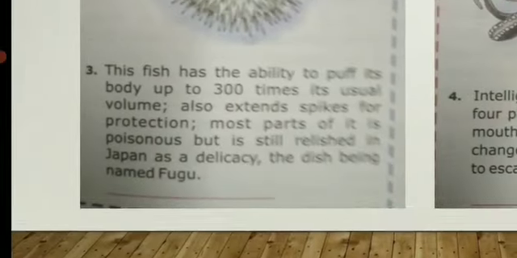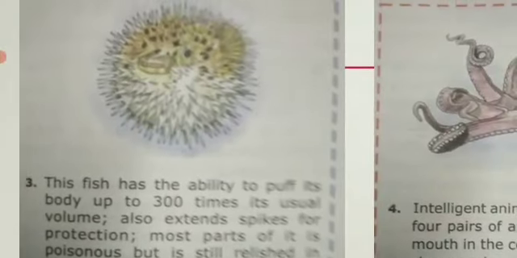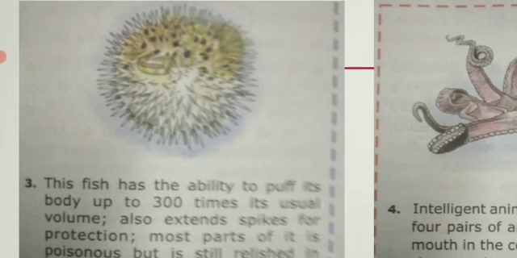Third one. This fish has the ability to puff its body up to 300 times its usual volume. That means its normal appearance is as if it is a very small creature, but it can expand its body up to 300 times the initial one. It can make its body bigger, increase the volume and extend the spikes also. Throughout the body it is covered with spikes. So it can extend the body and spikes to protect itself from the predators.